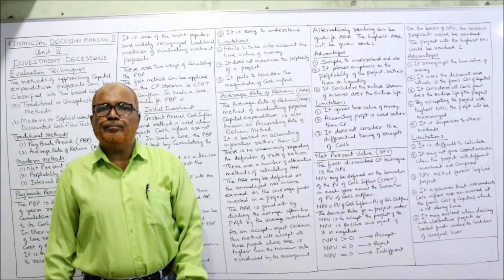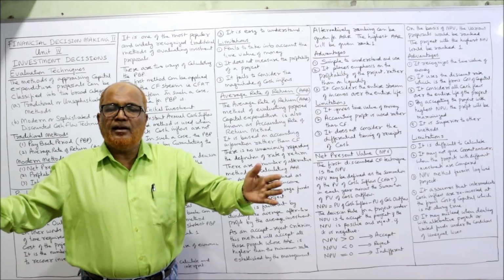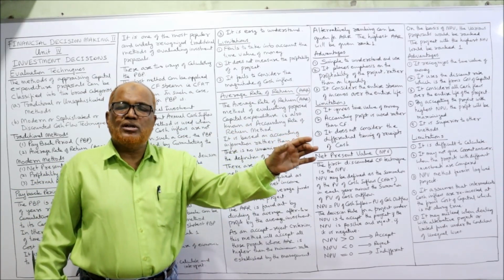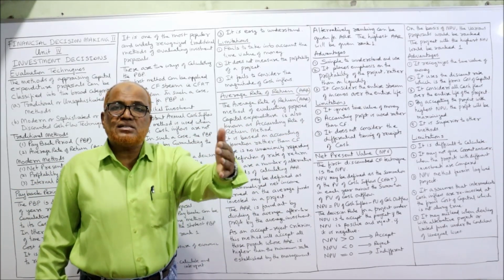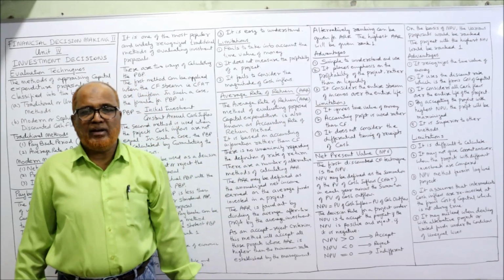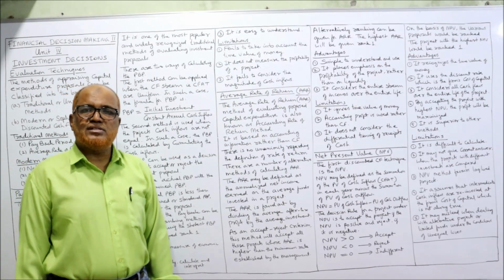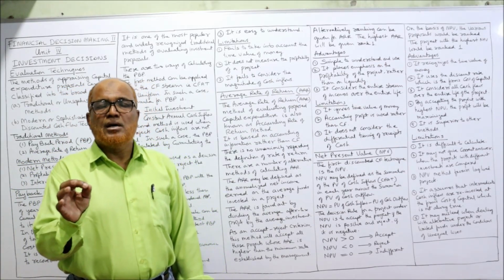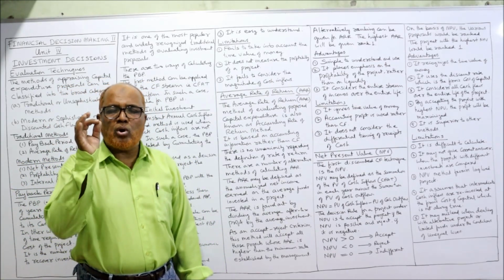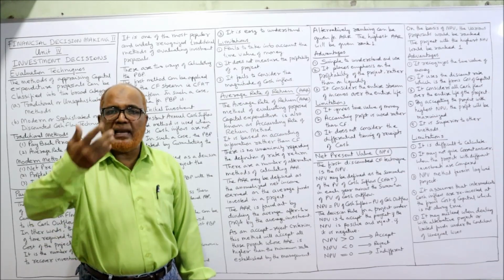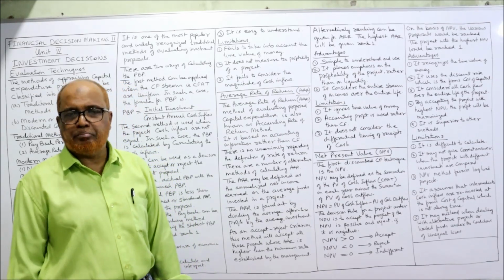Ranking can also be given. If a number of projects are there, we calculate the NPV for each project. Whichever project gives the highest NPV, that project will be given the first rank. Now, advantages. What are the advantages of this NPV? Many advantages, because this is the most superior method of evaluating capital budgeting proposals.